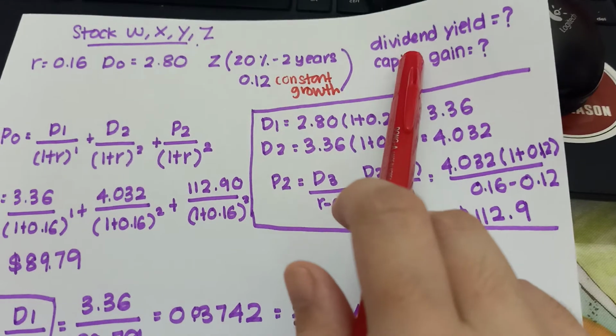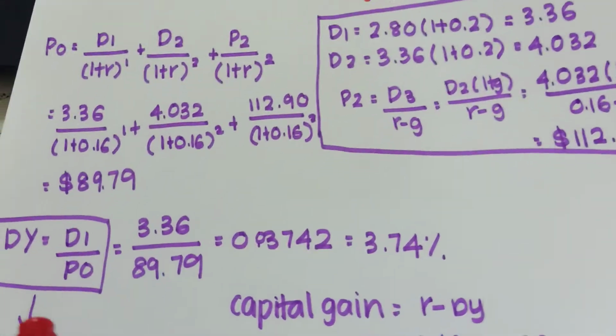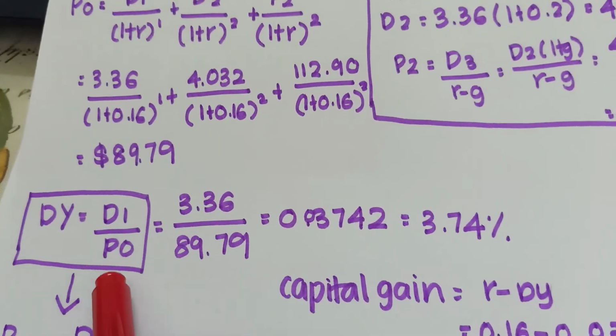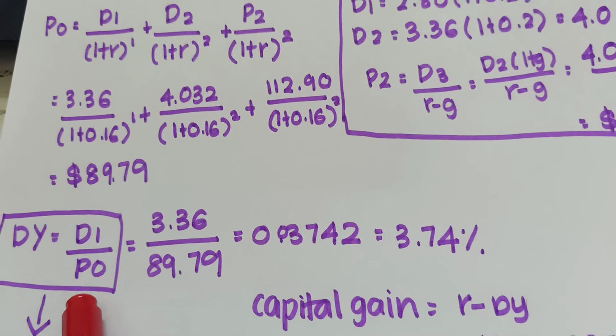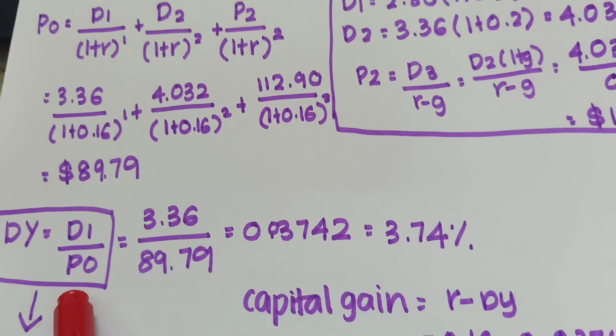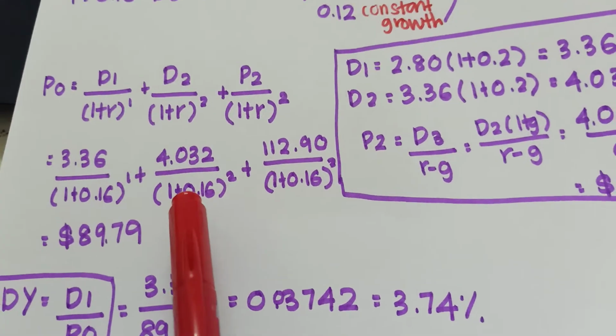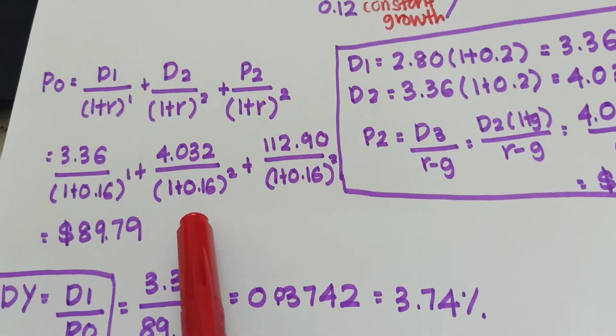In order to find the dividend yield, we have to use this formula, which is D1 divided by P0. P0 is the current share price. But the thing is, we don't know the current share price, so that's why we have to find the amount of the current share price.